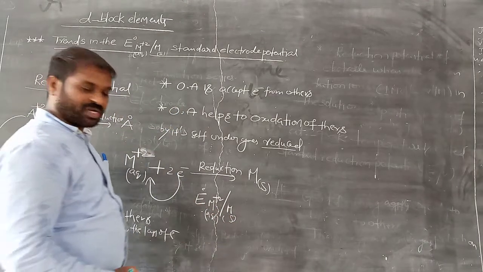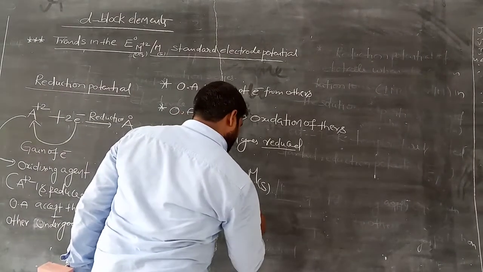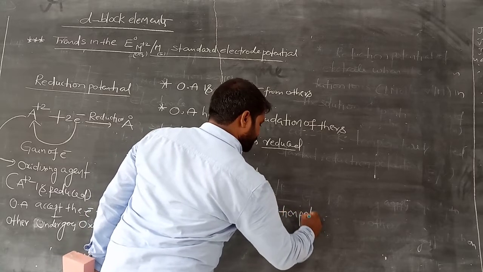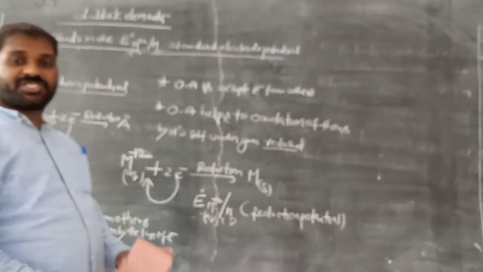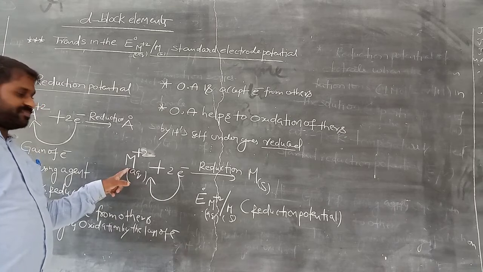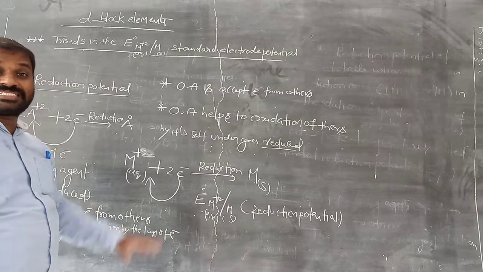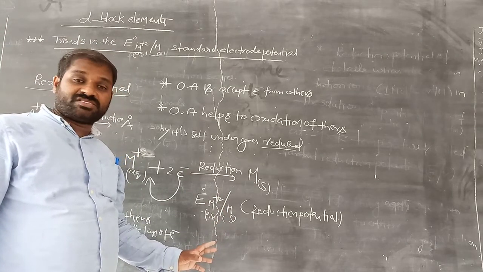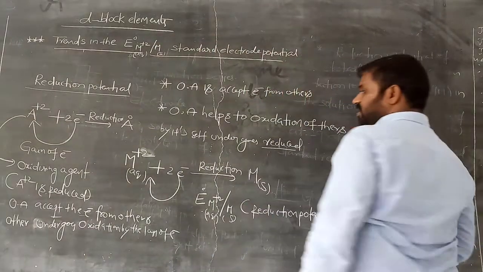This is called reduction potential. The potential developed during the reduction is called reduction potential. Oxidation potential means the potential developed during the oxidation, that is, loss of electrons. Gaining of electrons is called reduction. Then M plus 2 becomes M. That is called reduction potential. This reduction potential is measured at standard conditions: 298 Kelvin, 1 atmosphere pressure, 1 molar concentration of the solution ions. Then it is called standard reduction potential. Already gave the definition.